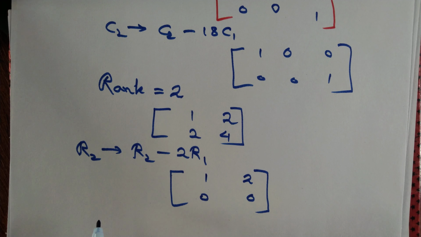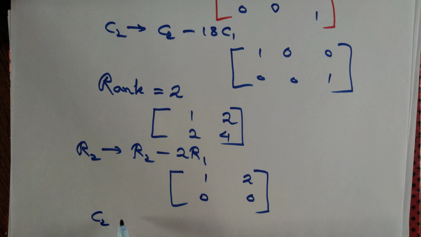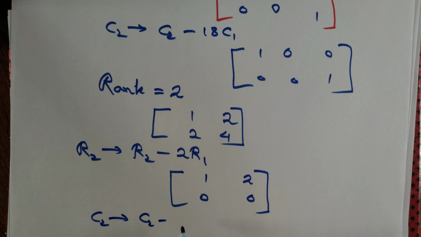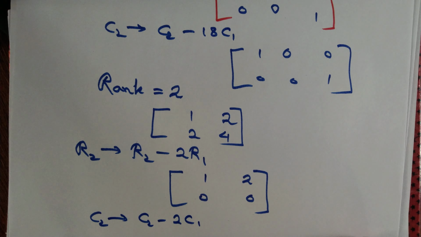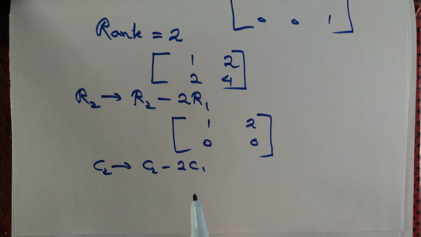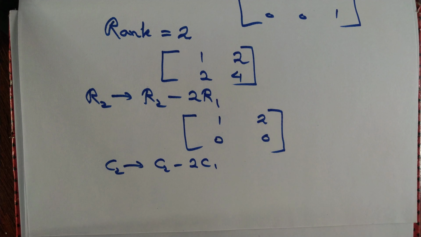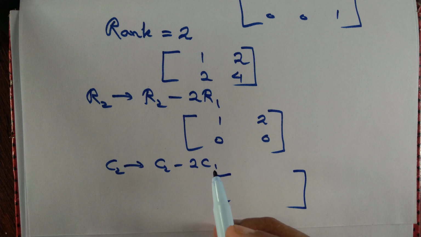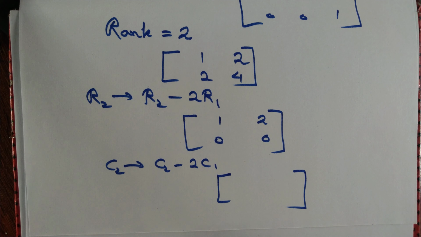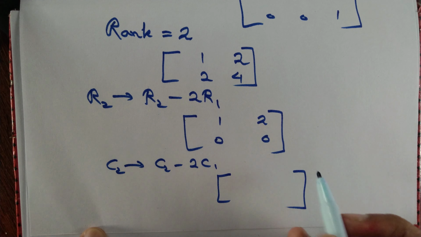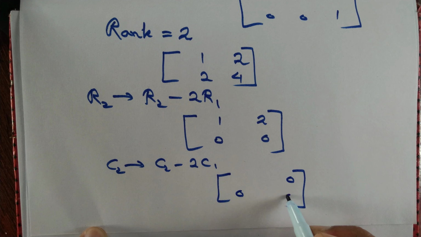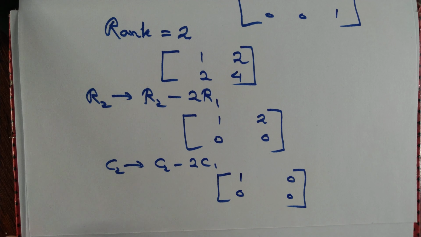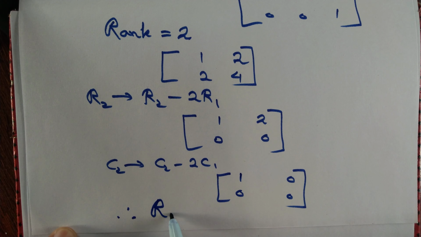Next, we simply apply the operation C2 is C2 minus 2 times C1. In other words, we are subtracting double the first column from second column. So 2 minus 2 is 0. These are 0 as it is, 1. Therefore, rank equal to 1.